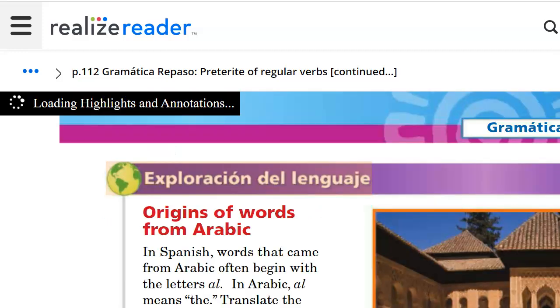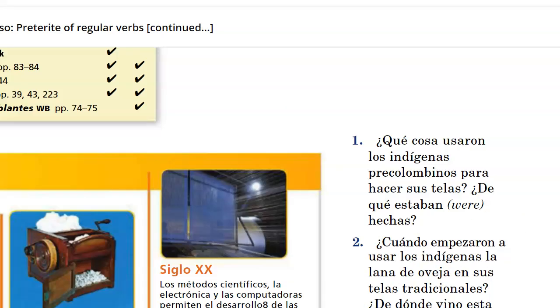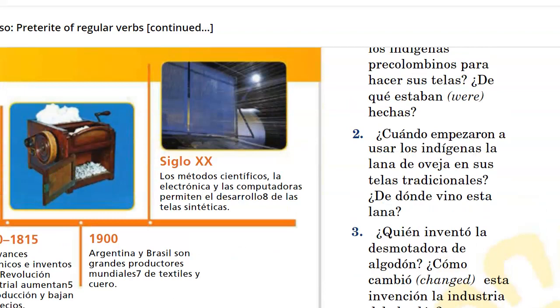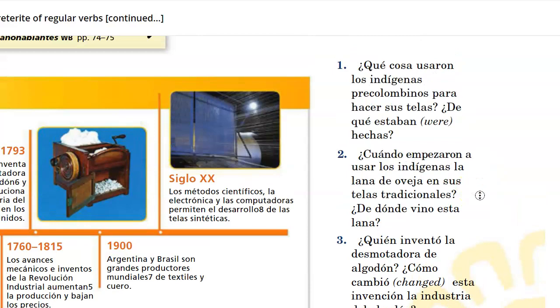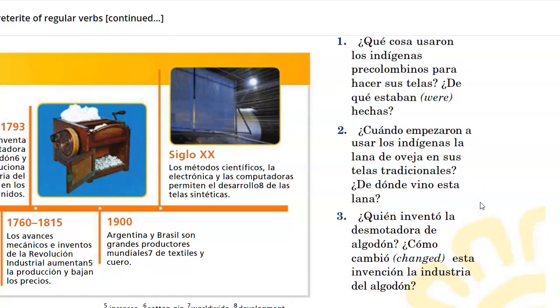All right, let's take a look at the questions for the reading that's on page 112 and 113. Question number 1. ¿Qué cosa usaron los indígenas precolombinos para hacer sus telas? What thing or what invention did the indigenous populations use to make their fabrics, and what were the fabrics made of? ¿De qué estaban hechas? What kind of material? So invention and material to make their fabrics for number 1.